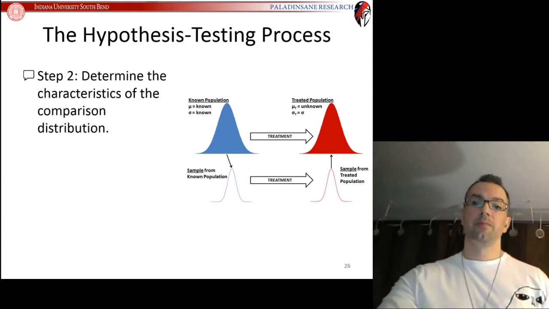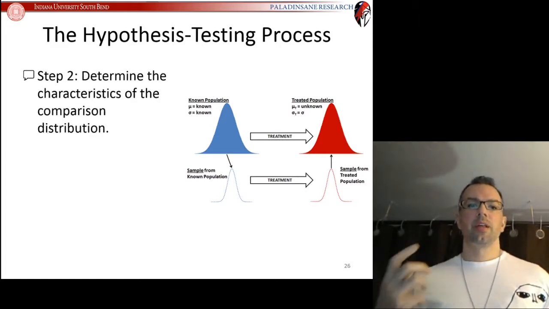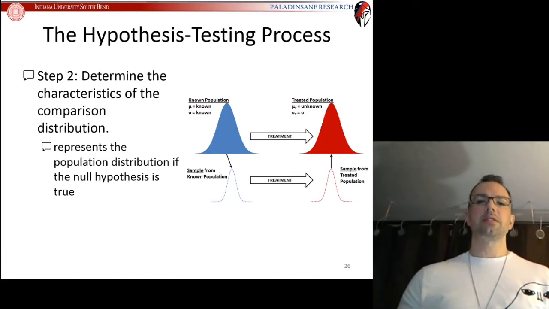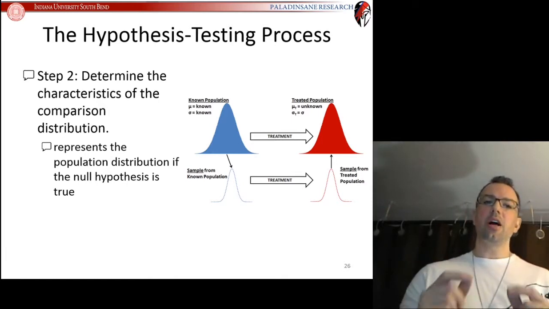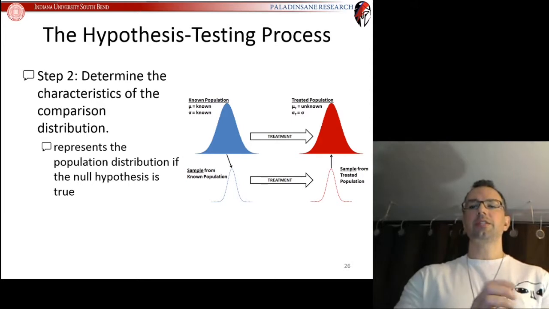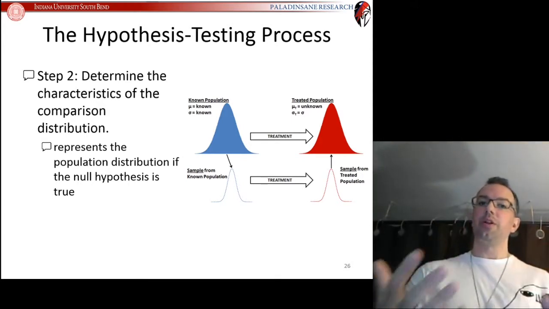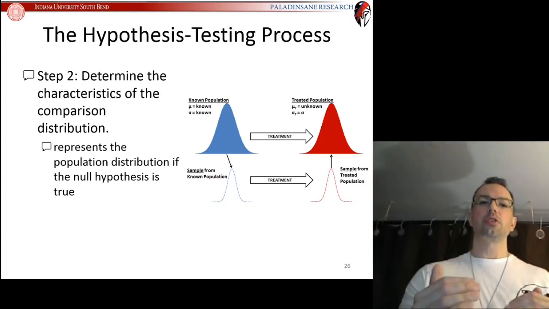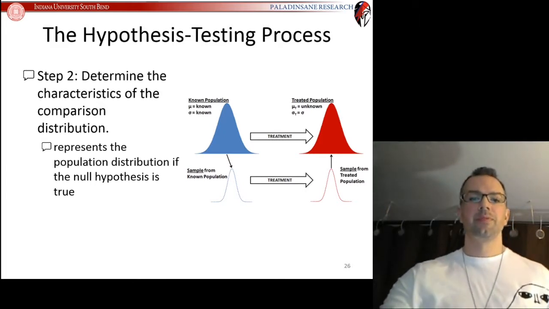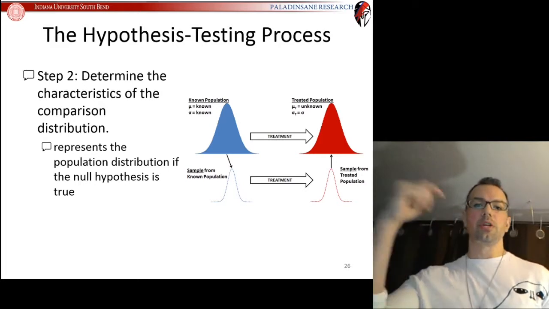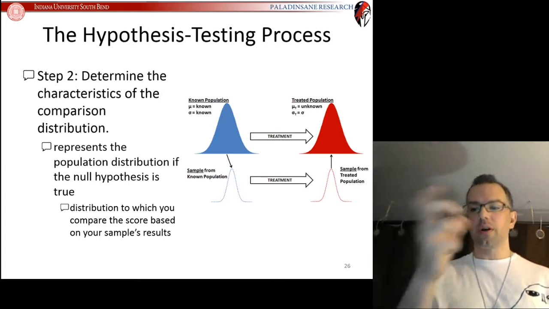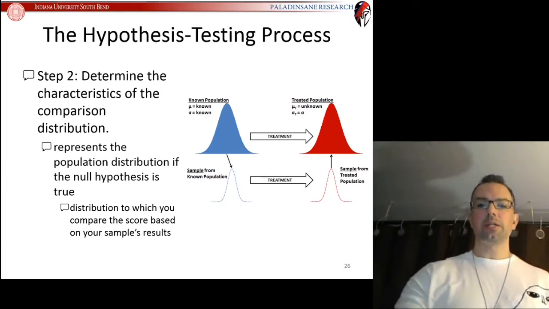Step two, determine the characteristics of the comparison distribution. This comparison distribution is a distribution that stands in for or represents the population distribution if your null hypothesis is true. So this is the comparison distribution that stands in for the known population. And it's a known population because this is the comparison distribution for if the null hypothesis is true, if your treatment changed nothing.